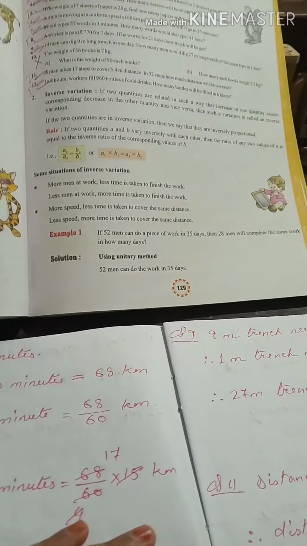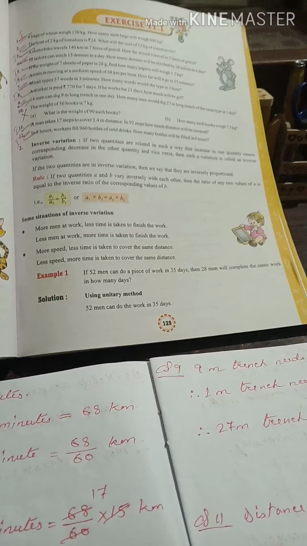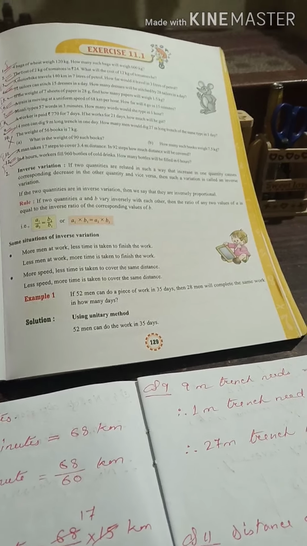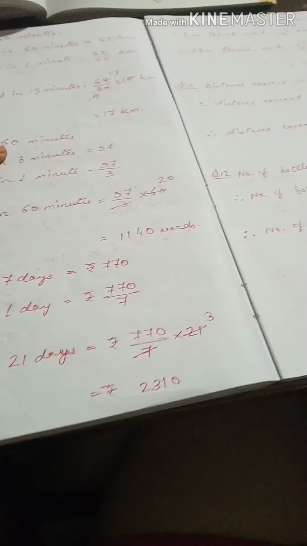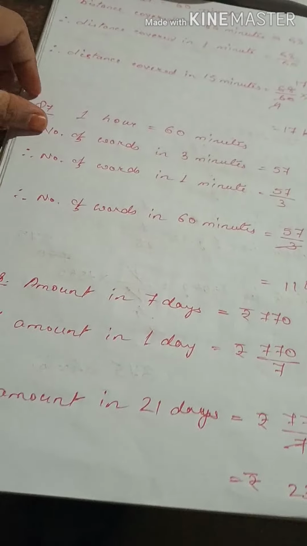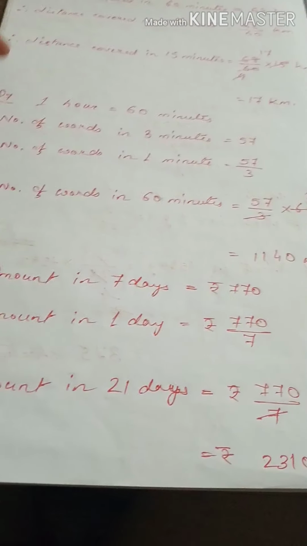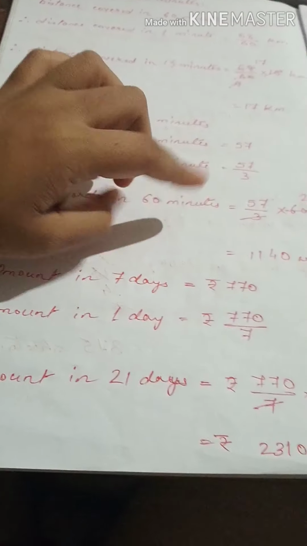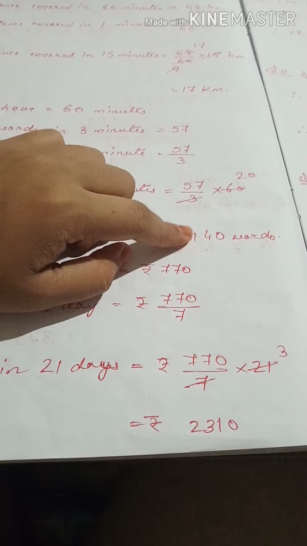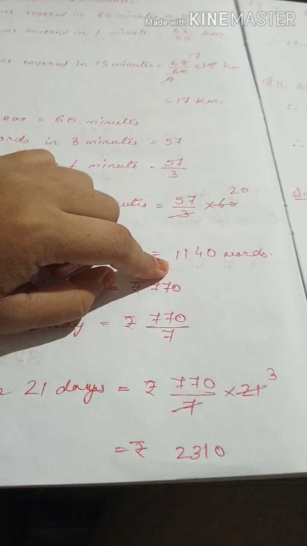Next is question number 7. Mithali types 57 words in 3 minutes. How many words will she type in 1 hour? Here also 1 hour equals 60 minutes. So number of words in 3 minutes is 57. Number of words in 1 minute is 57 by 3. Therefore, number of words in 60 minutes is 57 by 3 into 60. After cancellation, it is 1140 words.